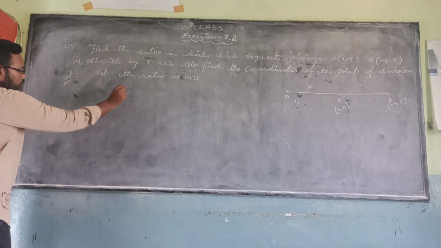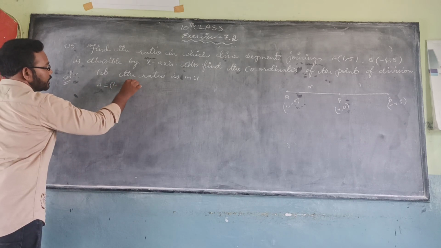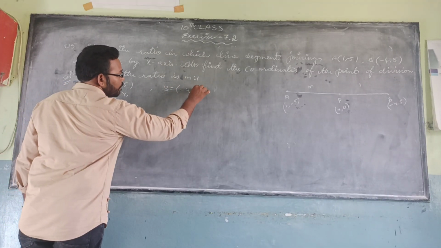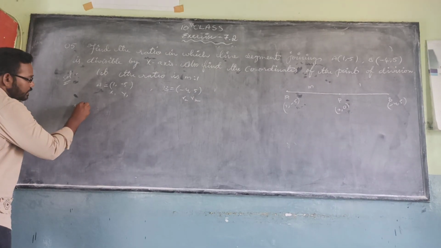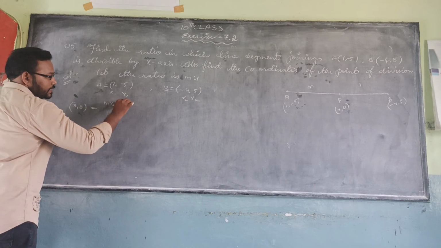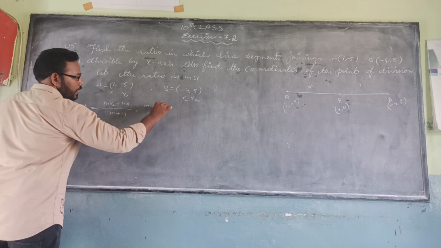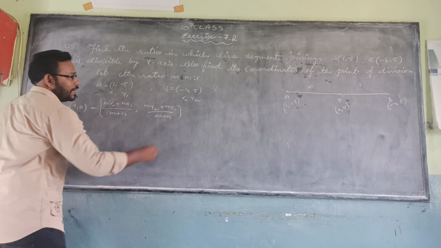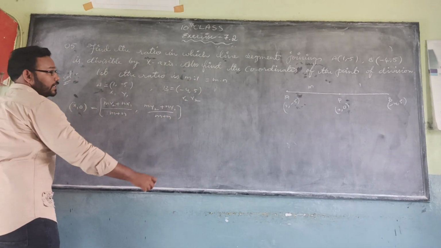So here the point A is (1, -5), which is (x1, y1), and the point B is (-4, 5), which is (x2, y2). We know the section formula: (x, 0) is equal to ((m x2 + n x1) / (m + n), (m y2 + n y1) / (m + n)). This is the section formula. Here m is to 1 is nothing but m is to n, so m is m and n is 1.